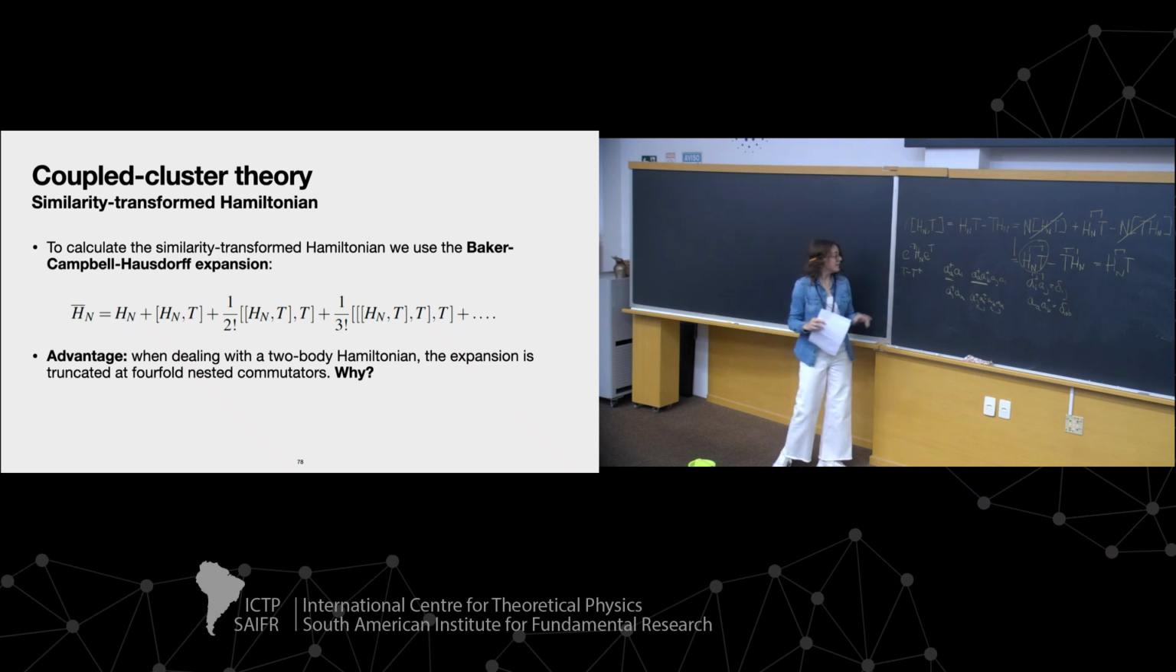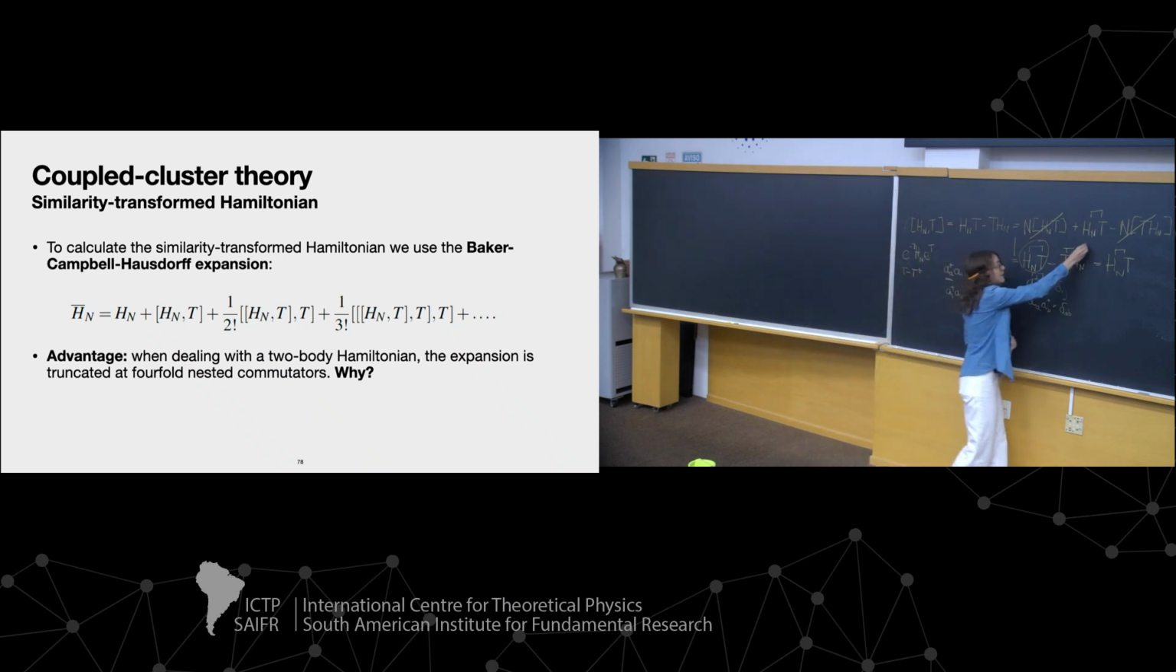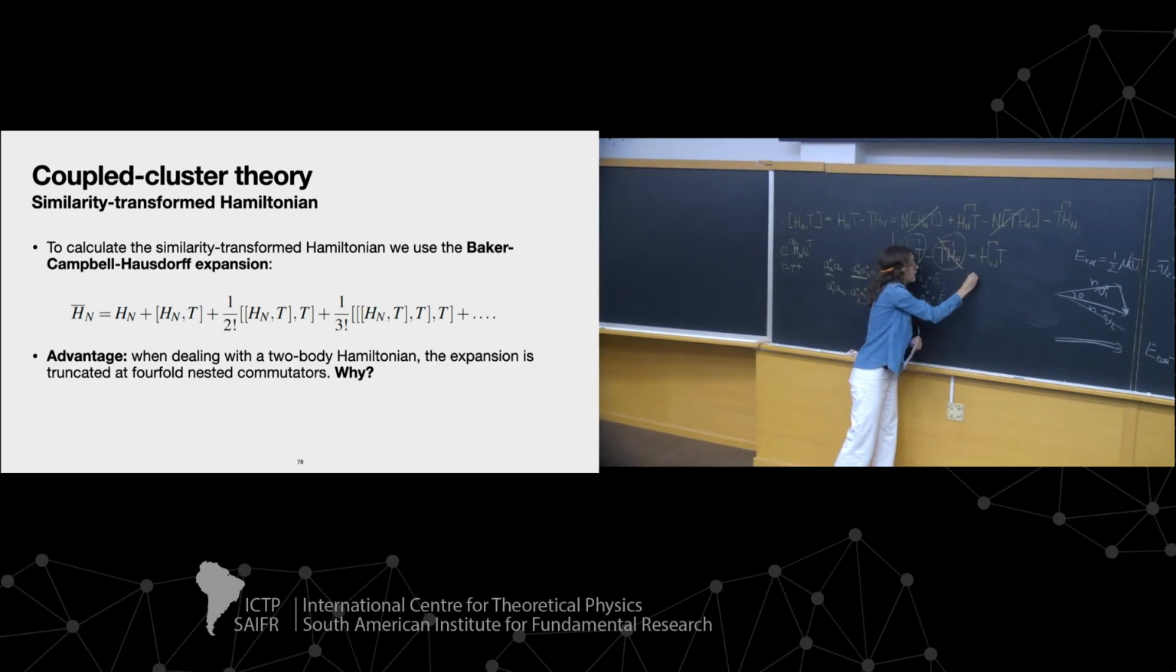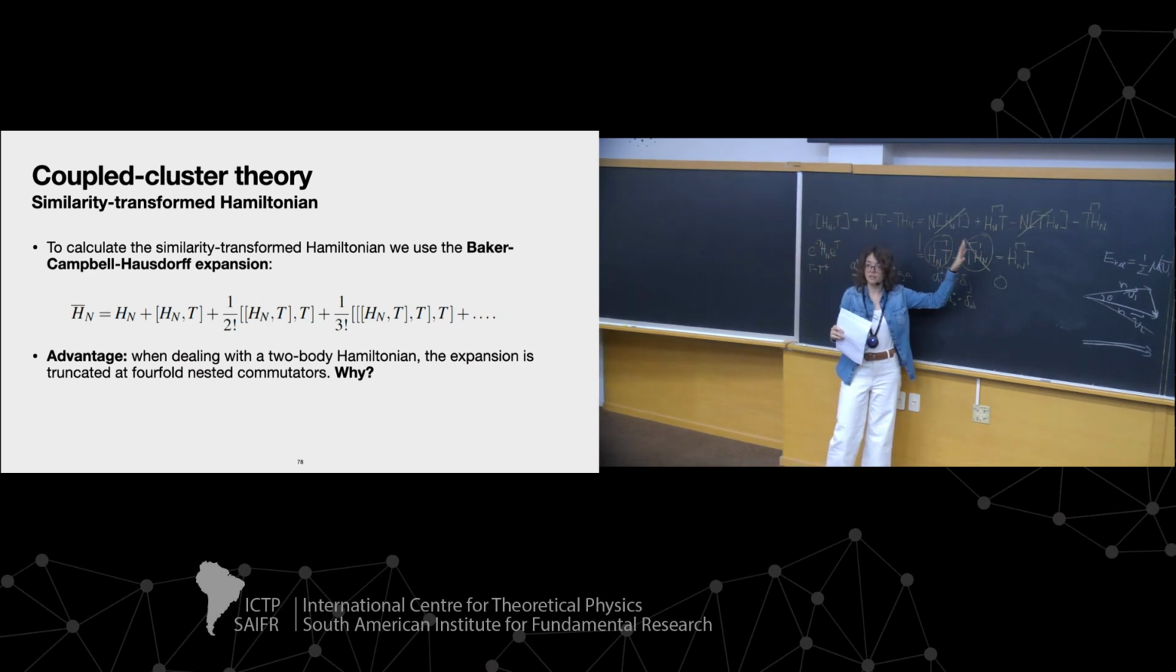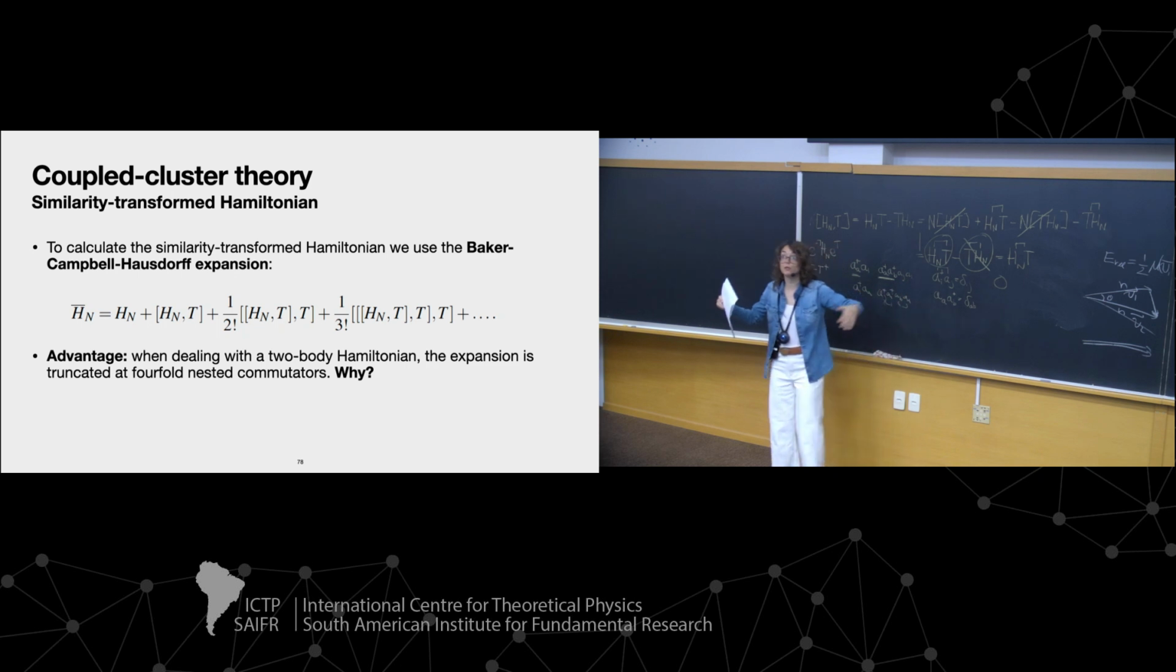And so in the end, it means that if this similarity transformation is unitary, we don't have this nice feature for which this term actually goes to 0. And so it means that with a unitary similarity transformation, this BCH expansion will not truncate at 4-fold nested commutators if we have a 2-body operator, or 6-fold nested commutators if we have a 3-body operator. It will just go on up to infinity, and so we will have to truncate it in an artificial way. We have to introduce a truncation.